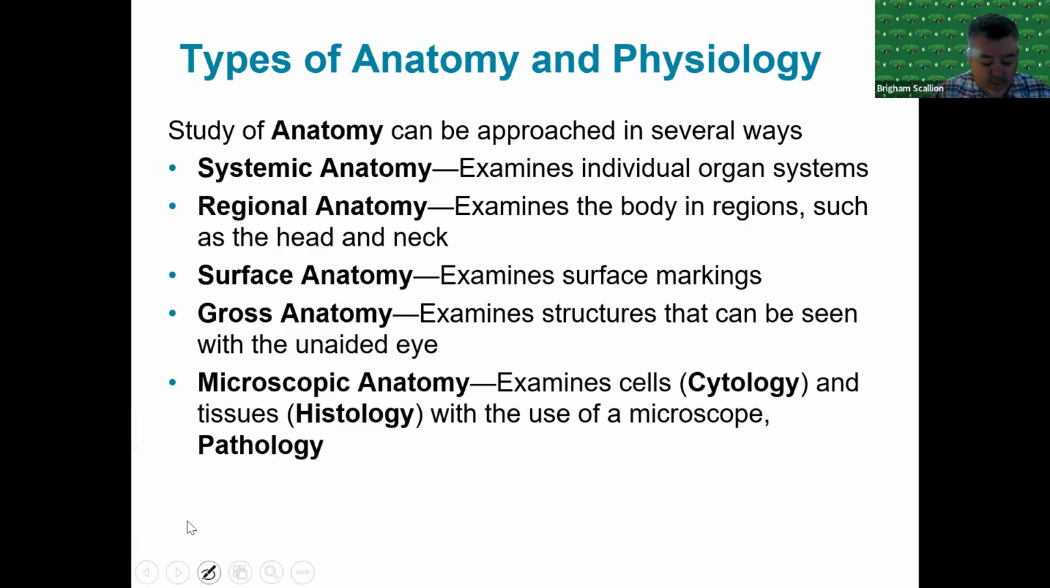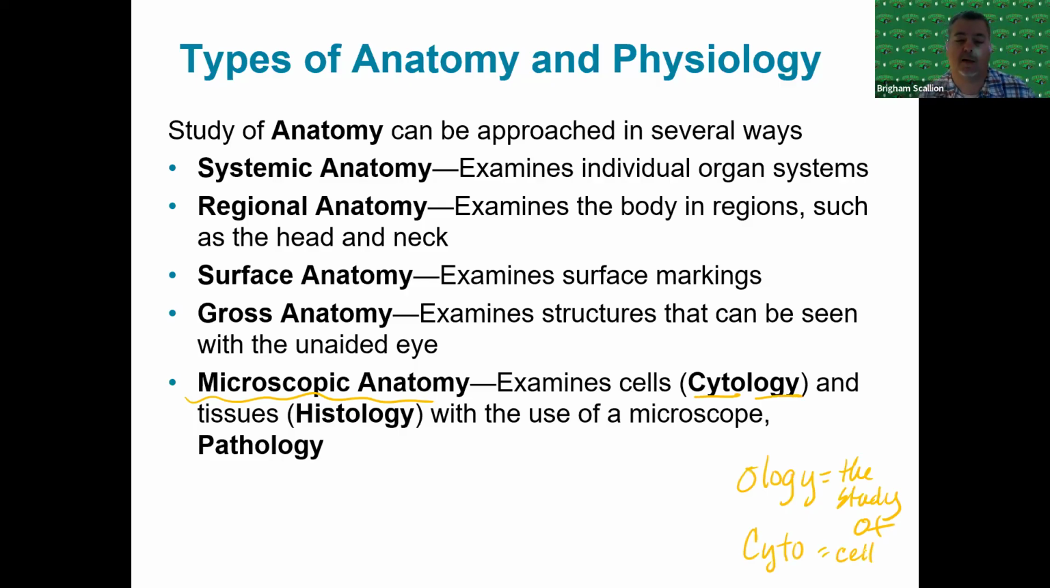Also, in anatomy and physiology, we will study microscopic anatomy. That's much different than gross anatomy. Microscopic anatomy examines cells using a microscope. If we look under the microscope at individual cells, that specific branch of microscopic anatomy is known as cytology. The suffix OLOGY means the study of, and the prefix CYTO means cell. So the term cytology means the study of cells.